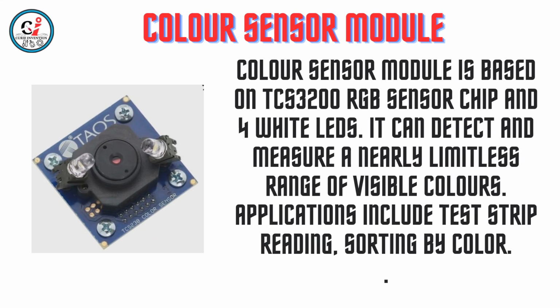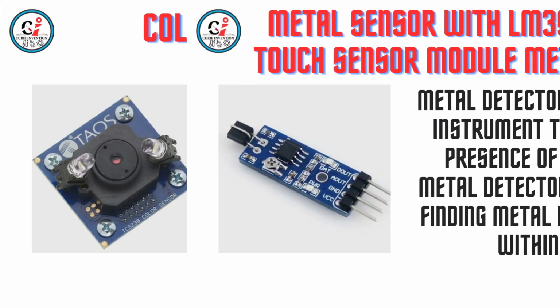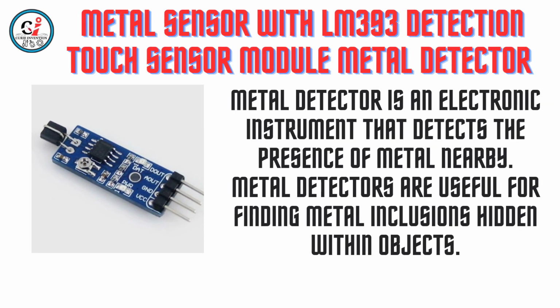Color Sensor Module is based on the TCS3200 RGB sensor chip and 4 white LEDs. It can detect and measure a nearly limitless range of visible colors. Applications include test strip reading, sorting by color. Metal Sensor with LM393 Detection Touch Sensor Module. Metal Detector. A metal detector is an electronic instrument that detects the presence of metal nearby. Metal detectors are useful for finding metal inclusions hidden within objects.